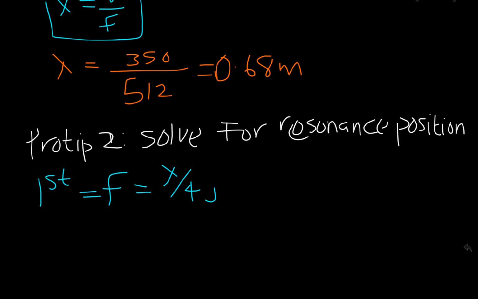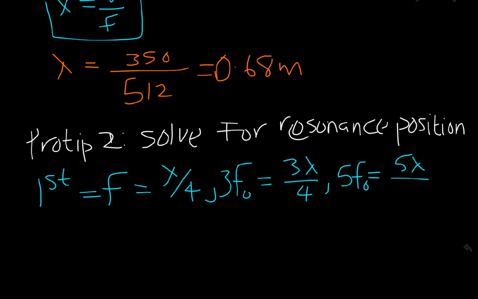For the second resonance, it is 3F0 equals 3 lambda over 4. For the third resonance, it is 5F0 equals 5 lambda over 4.